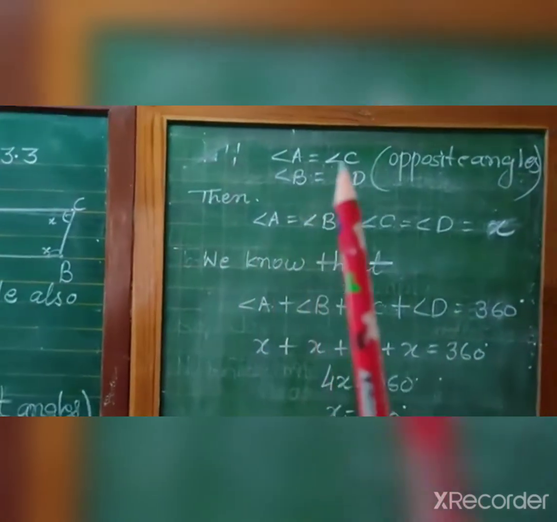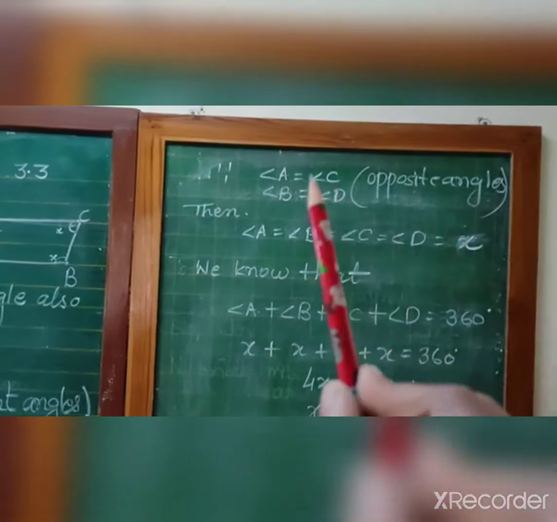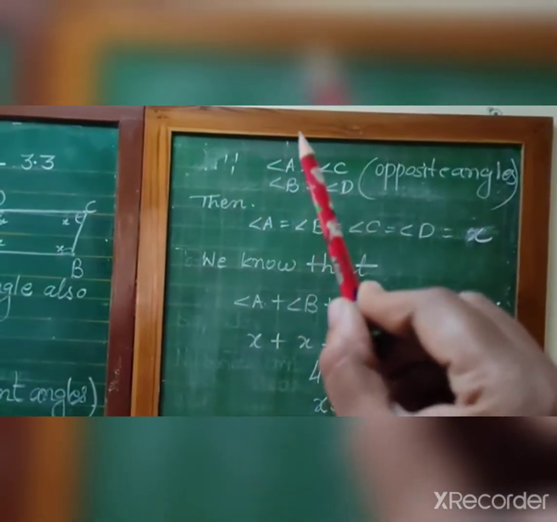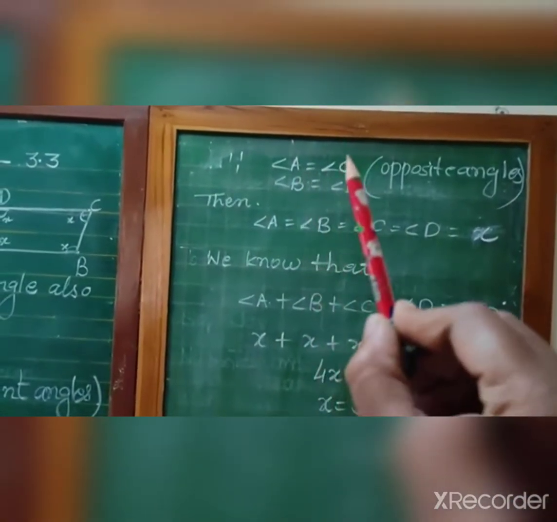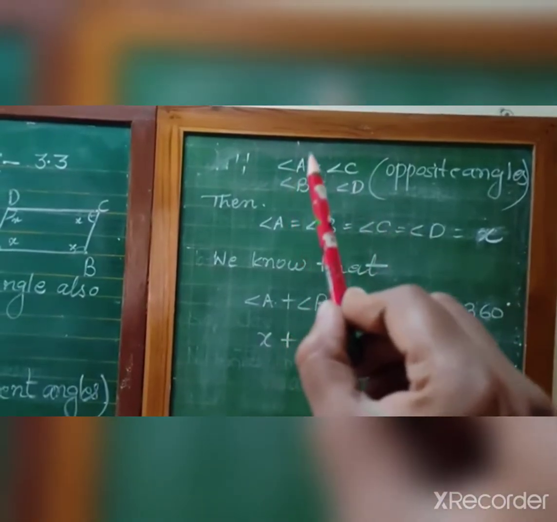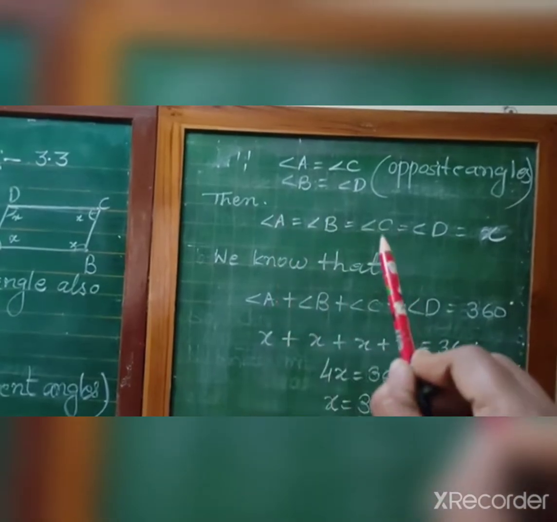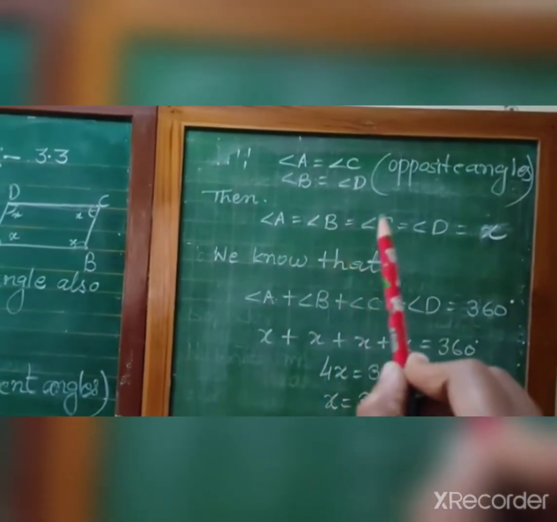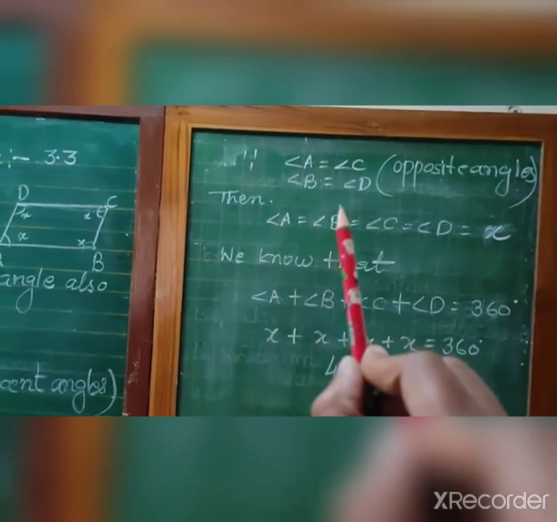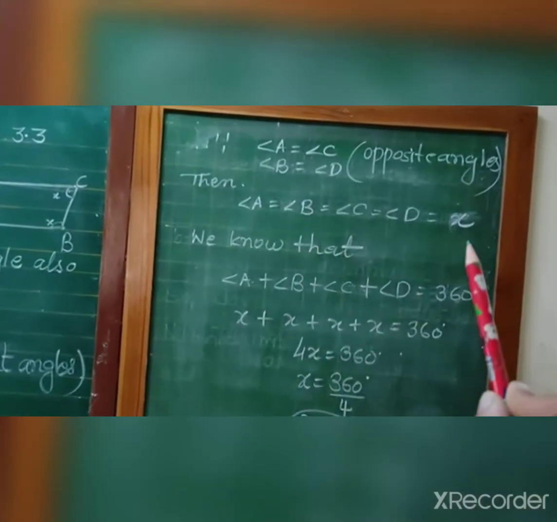Angle A is equal to angle C, angle B is equal to angle D, opposite angles. So all four angles will be equal, because angle A is equal to angle C, angle B is equal to angle D, and angle A equal to angle B. It's given in the question and we are assuming x.